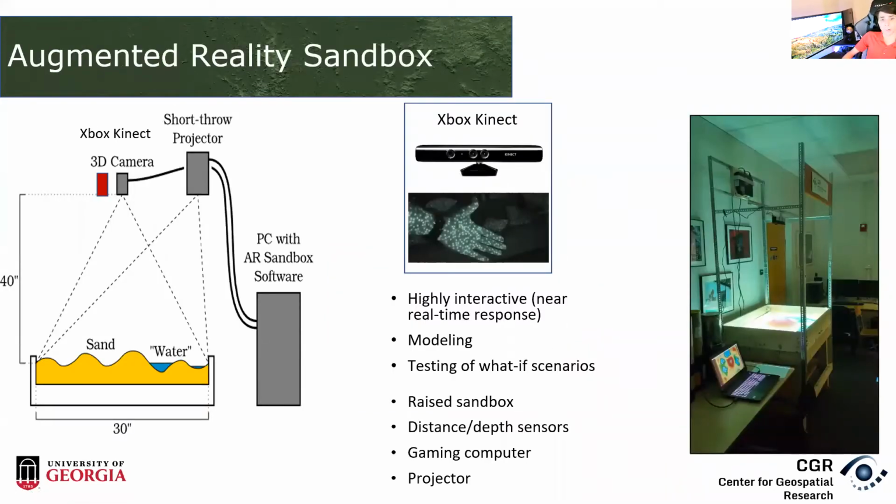Moving on to the next AR project is the Augmented Reality Sandbox. The sandbox works by having a capture device above a sandbox. We use an Xbox Kinect. It generates an elevation map from the sandbox and then projects features extracted from the elevation map onto the sandbox. The sandbox is very helpful for research as it is near real time and used for many what-if scenarios.